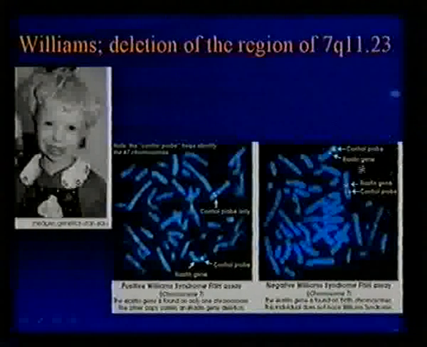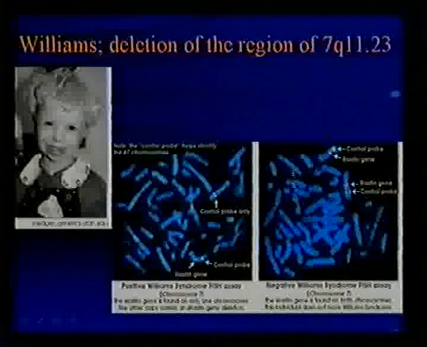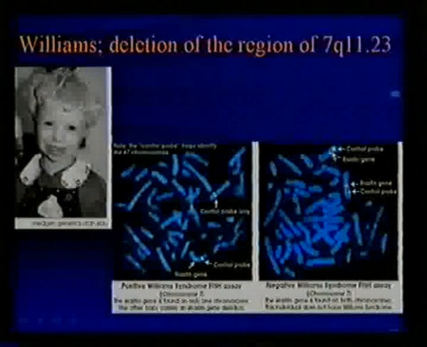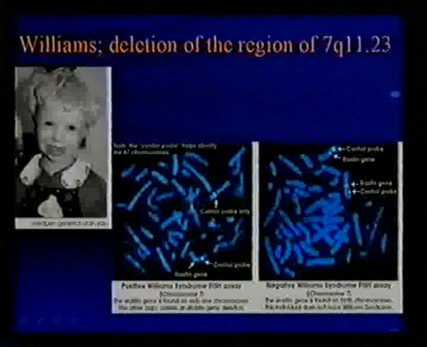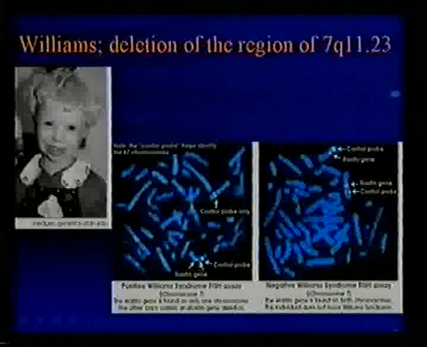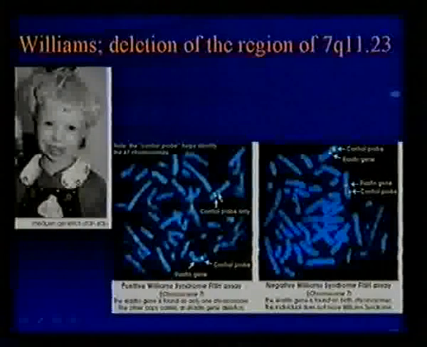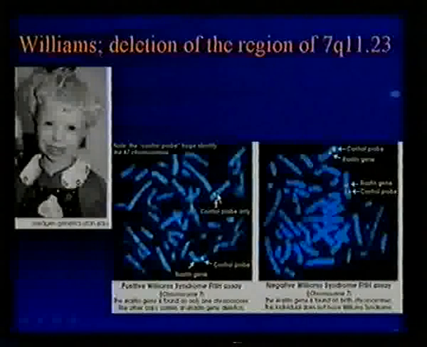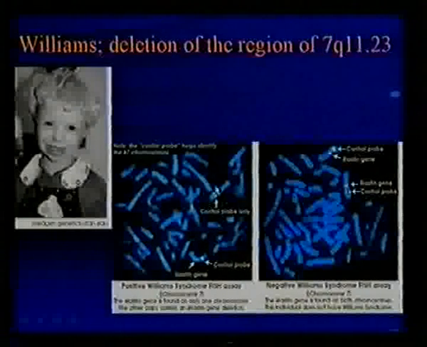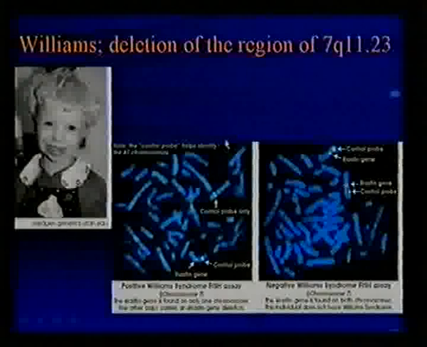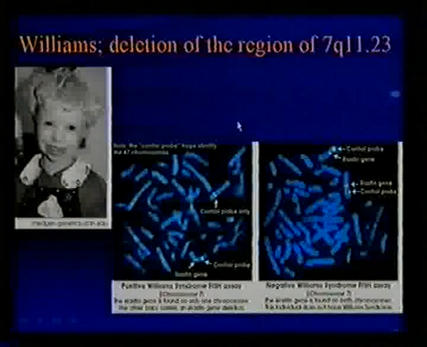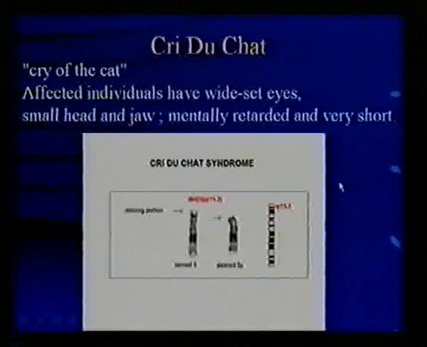This is a patient with normal chromosome 7, while if we look up here, this is the elastin gene present in one of the alleles. While using the FISH technique, one will not be able to detect the fluorescence, and thus this patient has a deletion on chromosome 7, which is associated with Williams syndrome.